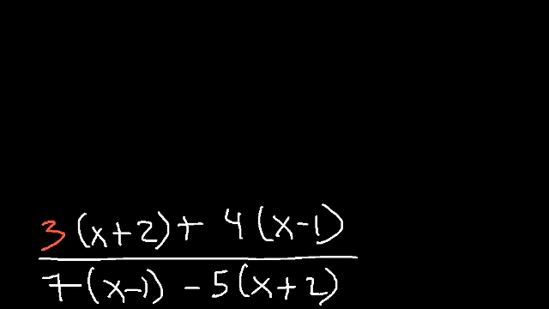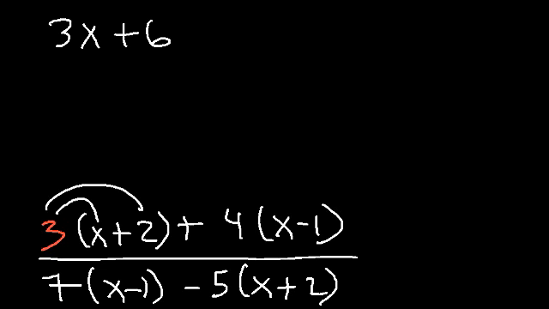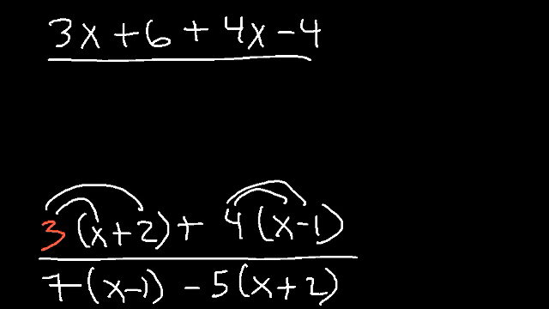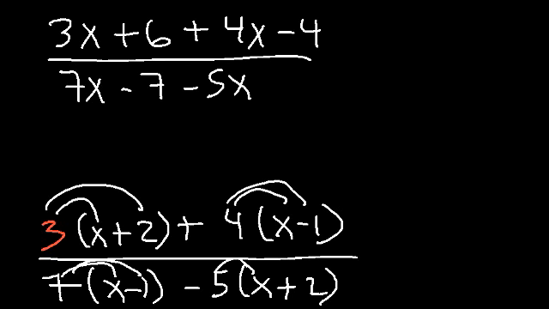Now let's distribute 3 to x plus 2. So this is going to be 3x, and 3 times 2 is 6. And then 4 times x is 4x, and 4 times negative 1 is negative 4. On the bottom, 7 times x, and then 7 times negative 1, negative 5 times x, and negative 5 times 2, which is negative 10.